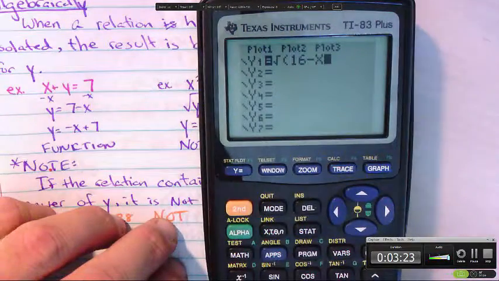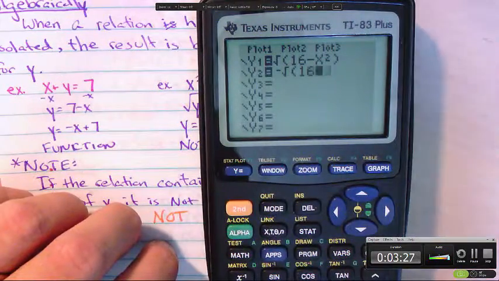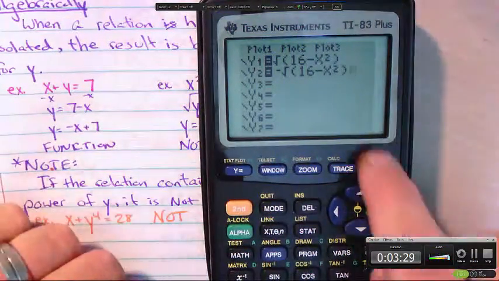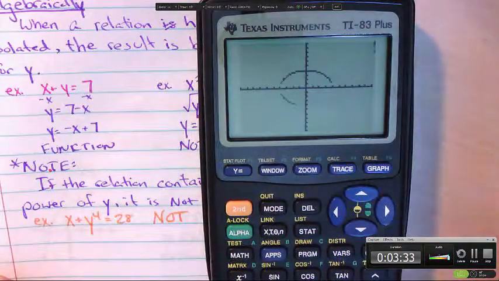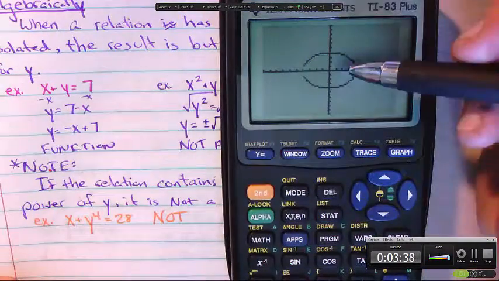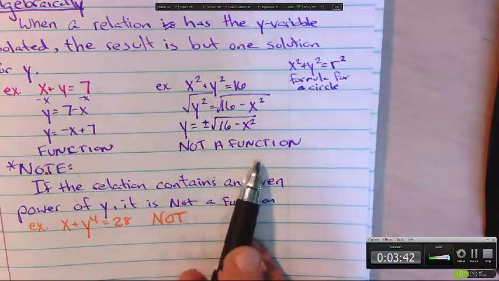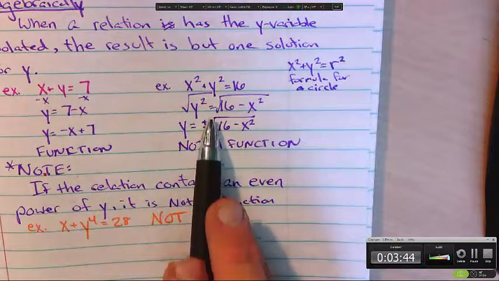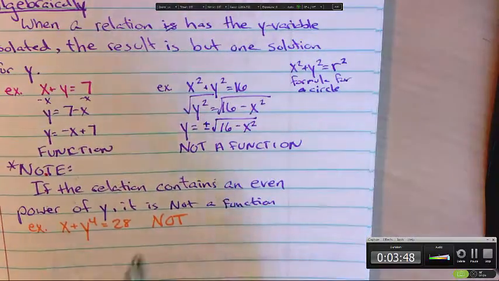We have to graph the square root of 16 minus x squared, and we also need to graph the negative of the square root of 16 minus x squared. When we hit graph, we'll see that the picture is skewing a little bit, but it's actually the graph of a circle. It's very easy to see that this does not pass the vertical line test, therefore this is not a function. Now what causes us to have the positive and negative is the fact that there's a square attached to the y.